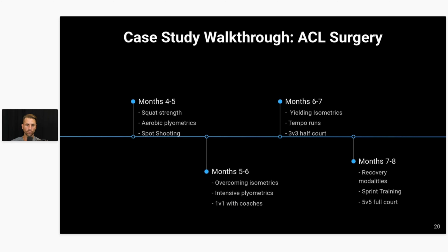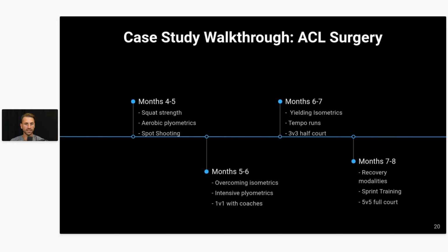And then we also progress to some 1v1 with coaches, right? Working on acceleration, deceleration. So just see how these variables, they're not perfect. They're not perfectly synonymous with one another, but it would make sense to do 1v1 alongside intensive and overcoming isometrics versus 1v1 alongside aerobic plyometrics and strength. You see how there could be some crossover.